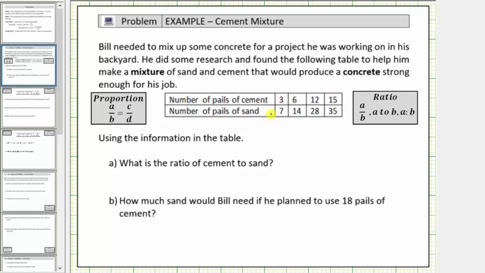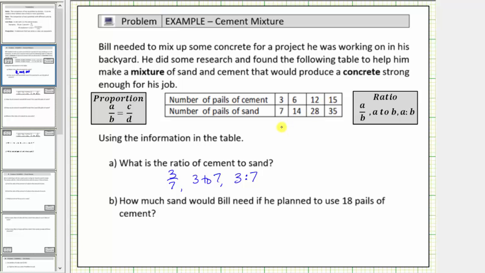We can write a ratio 3 ways as shown here, using a fraction bar, using the word to, as well as using a colon. We typically like ratios to be simplified, just like we like simplified fractions. So let's write the ratio of cement to sand as 3 to 7. And for part A, we'll write the ratio all 3 ways. 3 to 7 using a fraction bar, 3 to 7 using the word to, and 3 to 7 using a colon.